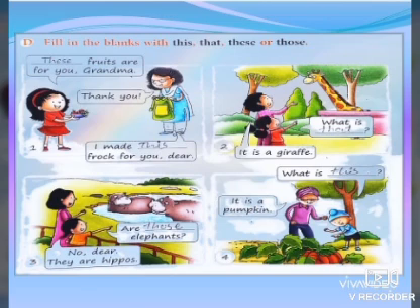Now number 4. Here a Sardar boy is asking about a fruit. It is singular. What is this?